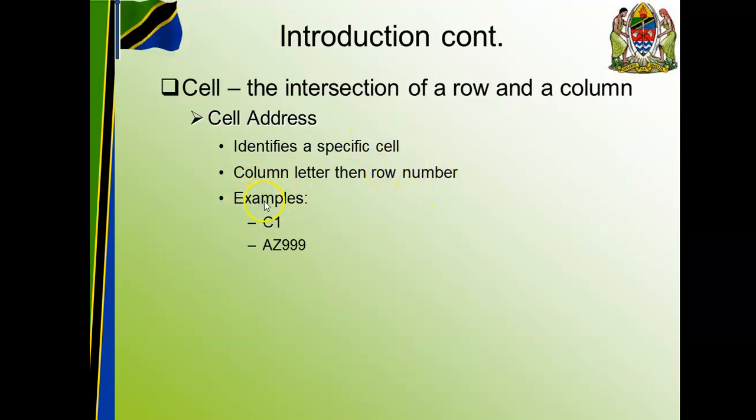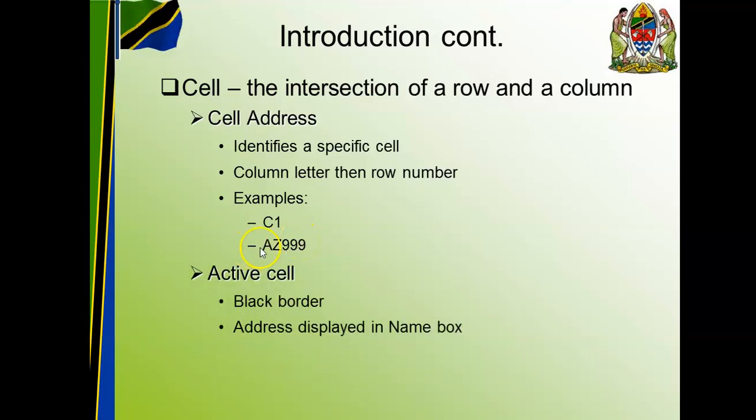For example, C1. So this is a cell address of that cell, C1 or AZ, this one. Active cell. Active cell is a black border or address displayed in the name box. So by other meaning, you can say active cell is the cell that is in use, which is represented by a black border. Cell which is in use.